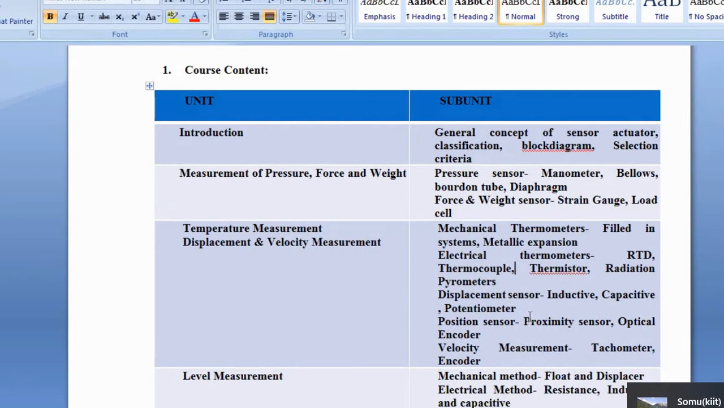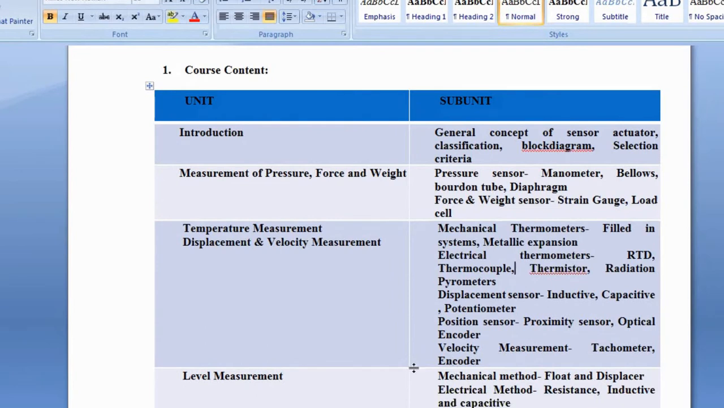Next thing is position sensors. Position sensors that we have discussed are the proximity sensors. What different types of proximity sensors? Capacitive type, inductive type, and optical type proximity sensors have also been discussed already. The optical encoder is not important; it is basically digital. I will just give you the basic concept of optical encoders in the next class. It is not too important.